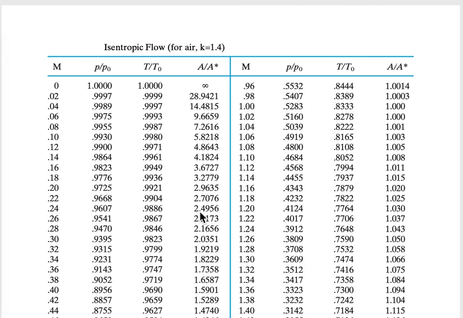320 meters per second. So you need to calculate precisely. For example, if your Mach number is 1.01, you need to calculate by ratio, because this table only gives you 1 is equal to 0.5283 and 1.02 is 0.5160. So you need to calculate by ratio here to get the value of P over P naught for Mach number 1.01. I will show you that later in our tutorial lesson.